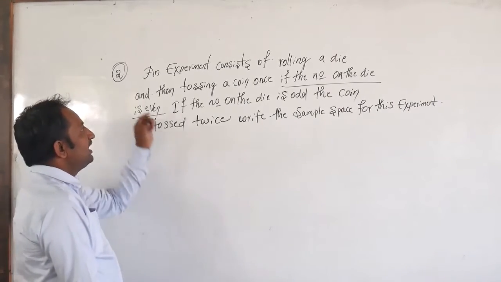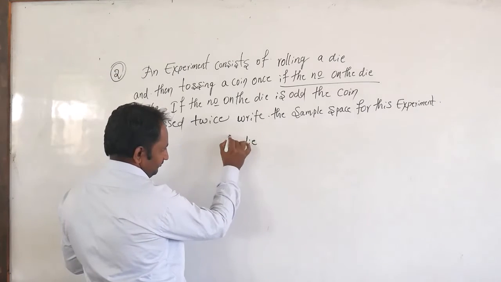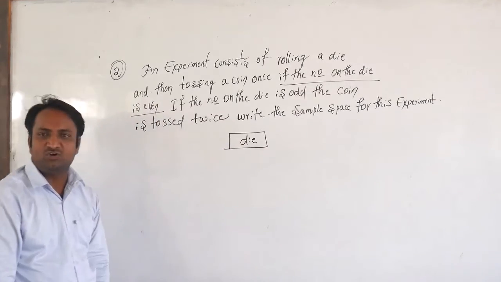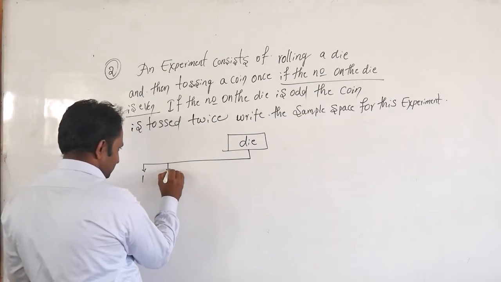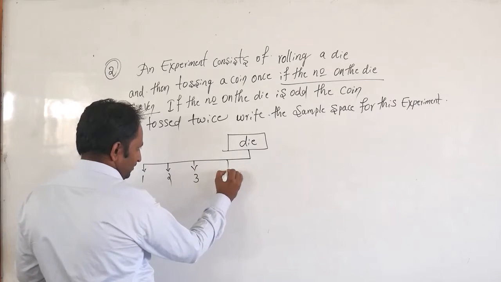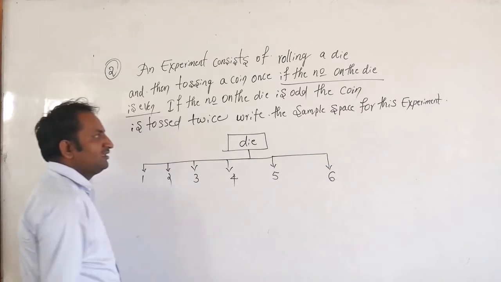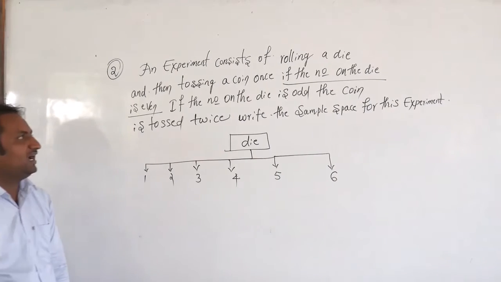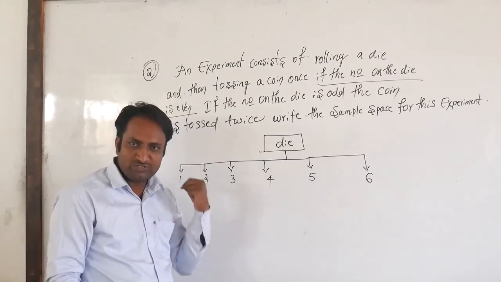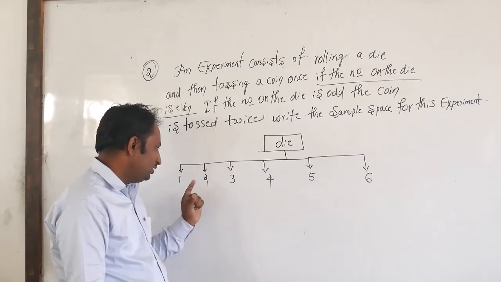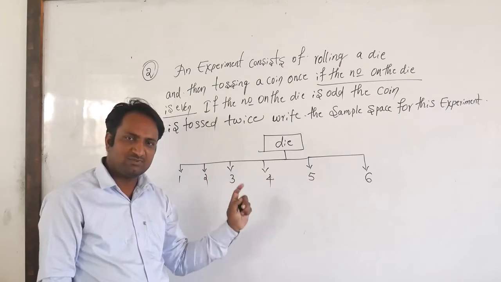Here, consider an experiment that consists of rolling a die. The possible results of that die are 1, 2, 3, 4, 5, and 6. These are the possible outcomes of that die.